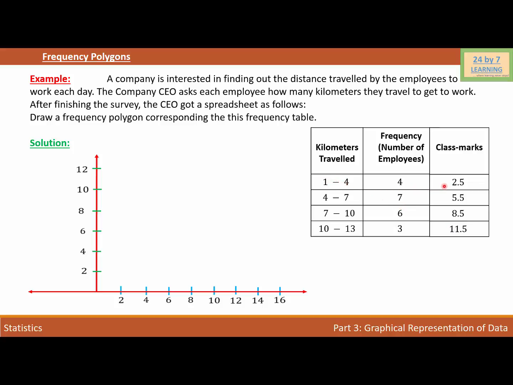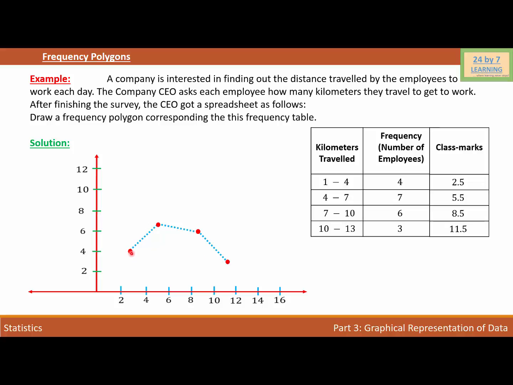Now let's graph this information. So 2.5 for 4, so I will go 2 is over here and 2.5 will be somewhere here, and 4 is over here, so I will get a point somewhere here. In the same way, we will graph all these points, and if we do that, we will get these points. Now I'm going to connect these points using a dotted line, and if we do that, we'll get a figure like this.